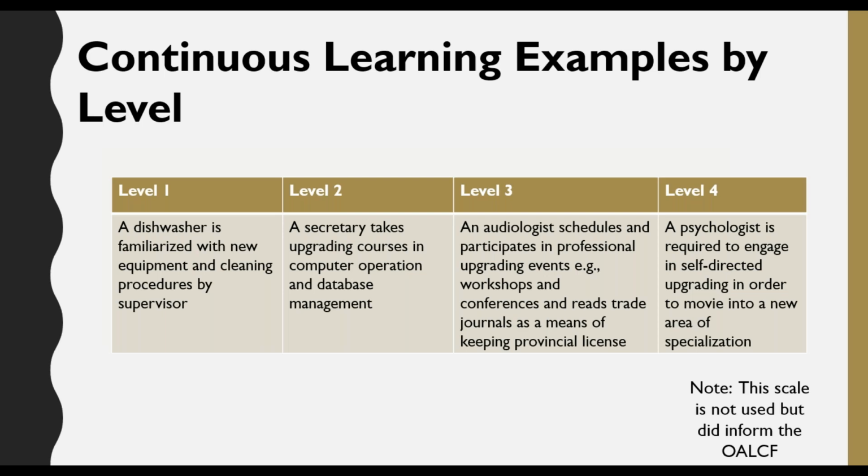So at level 1, a dishwasher is familiarized with new equipment and cleaning procedures by a supervisor. So that's an example of level 1 continuous learning. Whereas at level 3, an audiologist might schedule and participate in a workshop, a conference, or read a trade journal to keep a provincial license. So again, continuous learning is a 4-level, or was previously a 4-level scale.